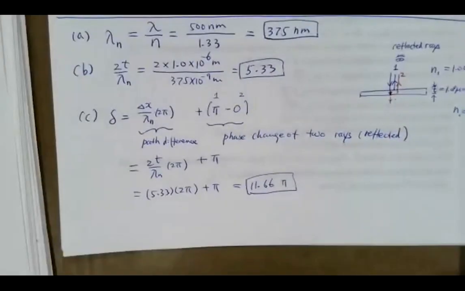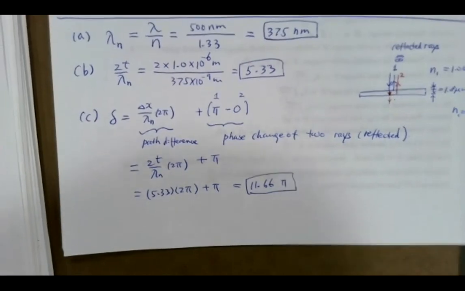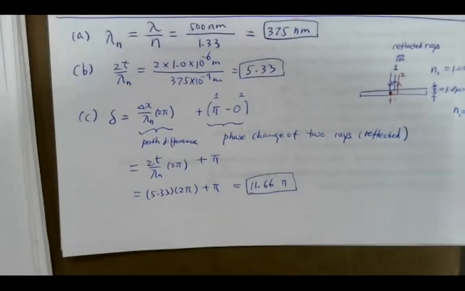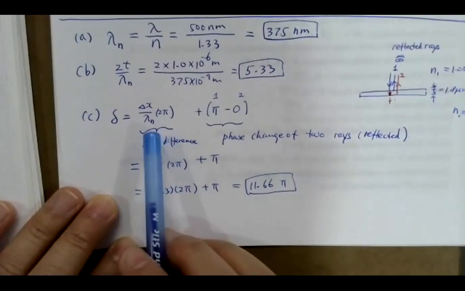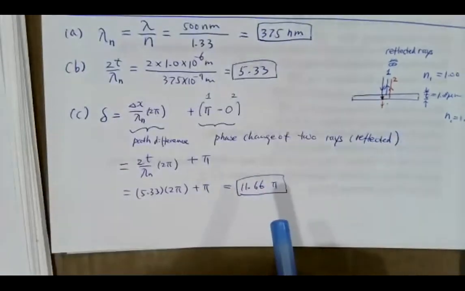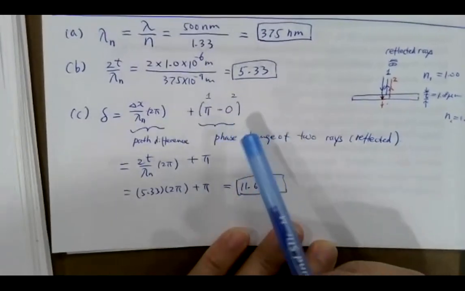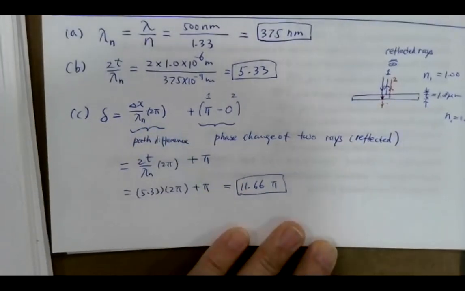That is the phase difference of the two reflected rays. So again, when you are looking at two rays, you will potentially be considering the phase difference of the two coming from, 1, the path difference of the two rays, and 2, the phase change of the two rays. If both of them have phase changes, then it will be pi minus pi. That will cancel out, and the net effect will come from just the path difference.